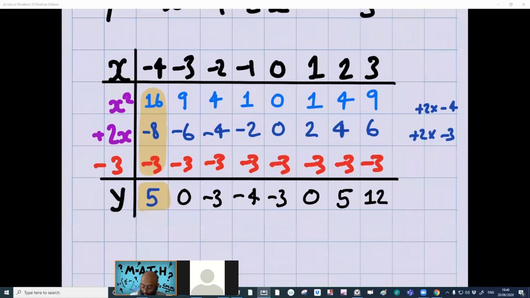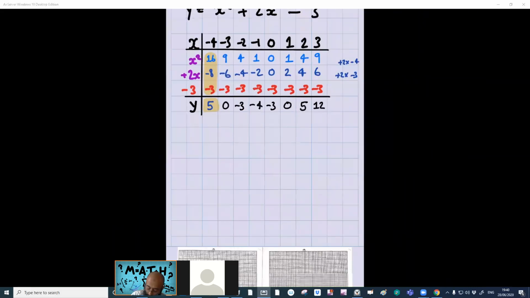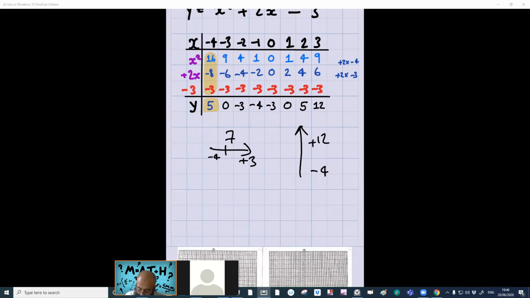Okay, right. So we now need to draw a graph with these points on them. So you're going to go from minus 4 to 3. So if you would like to plan your graph, our graph is going to go that way by 7 altogether. So minus 4 on this side and plus 3 on this side, and then it's going to go up to 12 on that side and down to minus 4 on that side. So we need at least 16 squares.